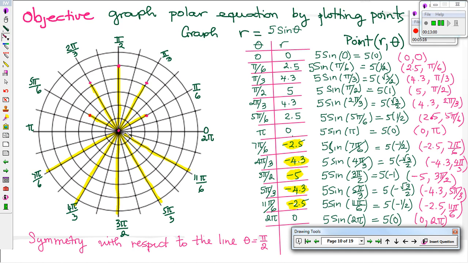Then go ahead and connect the points. Now when you connect the points, you are going to see it will be a circle. I know that we don't have enough points, but if we plot more points, like at every 15 degrees, you will see it will look like a circle. So I'll just go ahead and connect what we have here. And keep in mind that the line pi over 2 will be our line of symmetry.